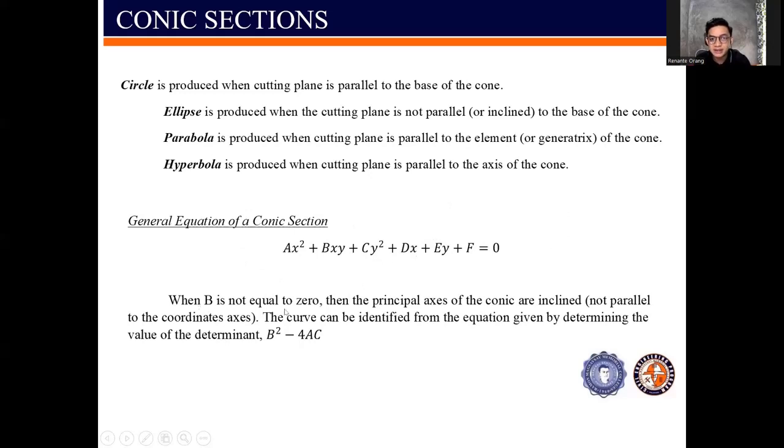So, when b is not equal to 0, then the principal axes of the conic are inclined or not parallel to the coordinate axes. The curve can be identified from the equation by determining the value of its discriminant, that is b squared minus 4ac. So remember this general formula, because from that we can know what kind of conic section it is by using b squared minus 4ac.